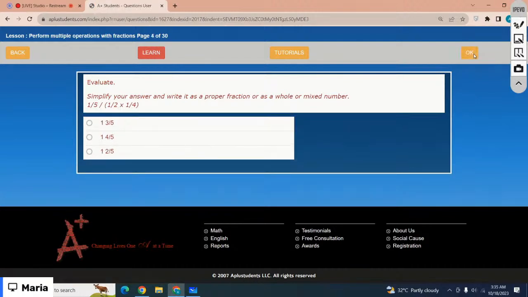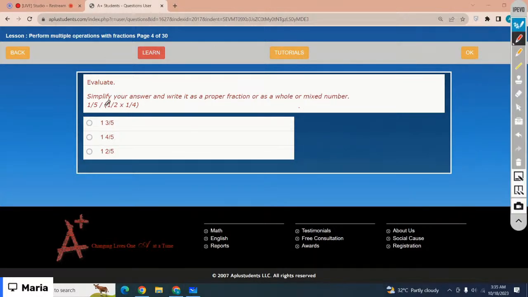Okay, evaluate 1 by 5 divided by 1 by 2 multiplied by 1 by 4. First of all, you have to solve this bracket, right? Let's just do 1 by 2 times 1 by 4. That would be 1 over 8. Now 1 over 5 is divided by 1 over 8. Replace the division sign with multiplication. That would be 8 over 1. That is 8 over 5.